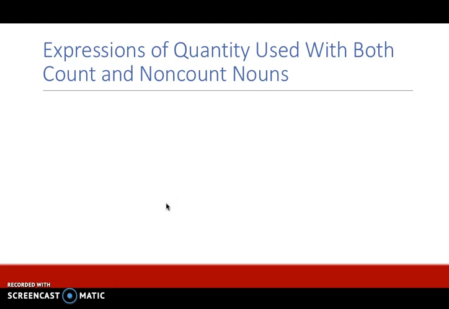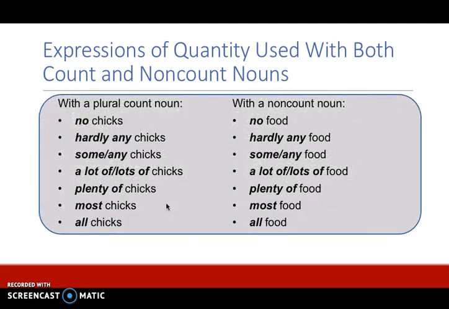Expressions of quantity used with both count and non-count nouns. With a plural count noun, we can use these expressions: no chicks, hardly any chicks, some or any chicks, a lot of or lots of chicks, plenty of chicks, most chicks, and all chicks. So no chicks would mean 0. Hardly any means a very small amount. Some is like a general amount. Any is used usually in questions and negative statements.